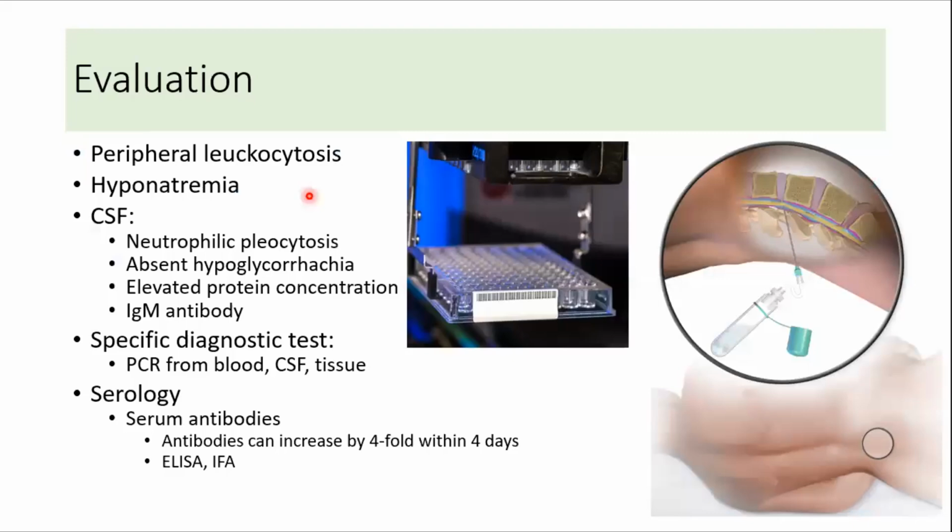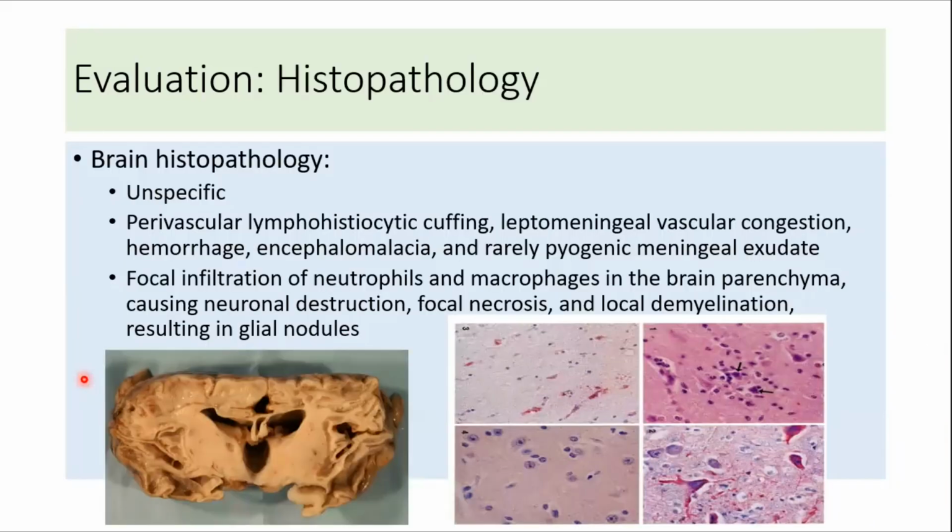For the evaluation and diagnosis, we can do the complete blood count, which can show peripheral leukocytosis. Similarly, hyponatremia is associated with this Eastern Equine Encephalitis and is an important lab finding. In the CSF, there can be neutrophilic pleocytosis with elevated protein concentration and an increase in the IgM antibody. Moreover, we can go for specific diagnostic tests like PCR from the blood, CSF, or tissues. And sometimes serology can also help in the diagnosis.